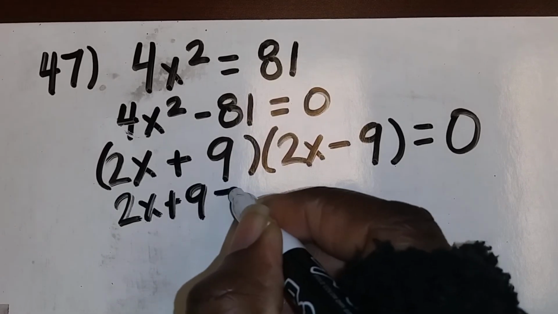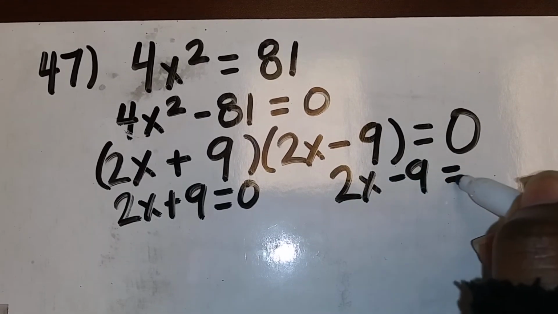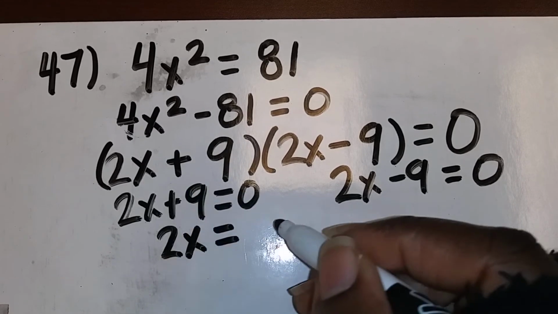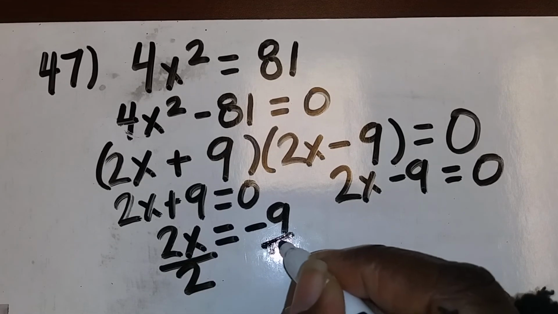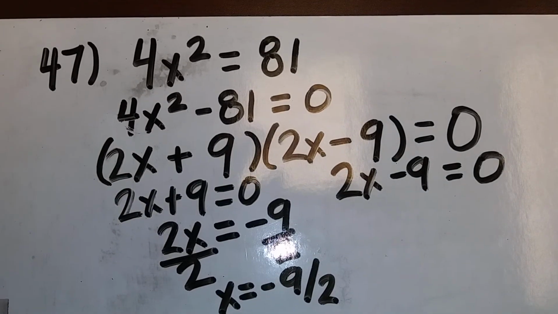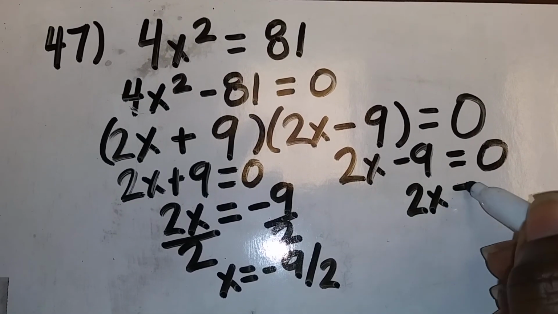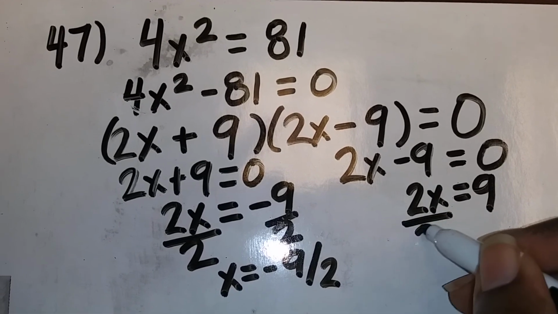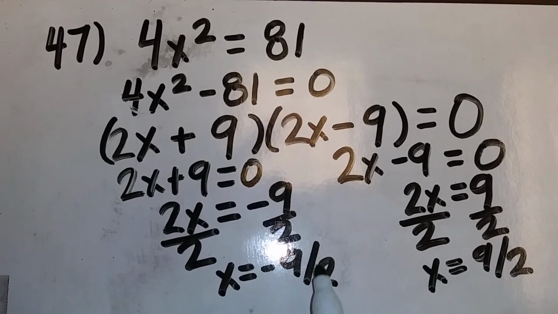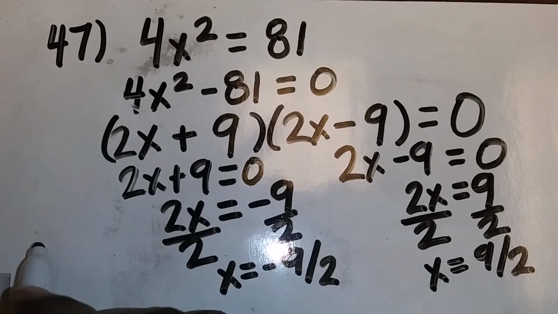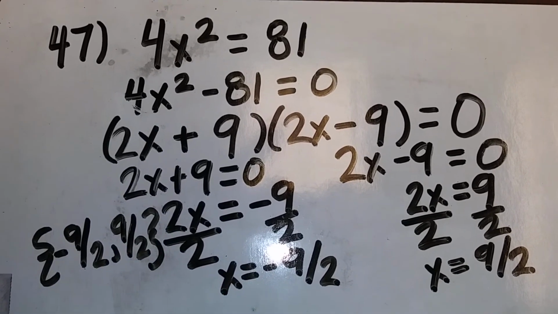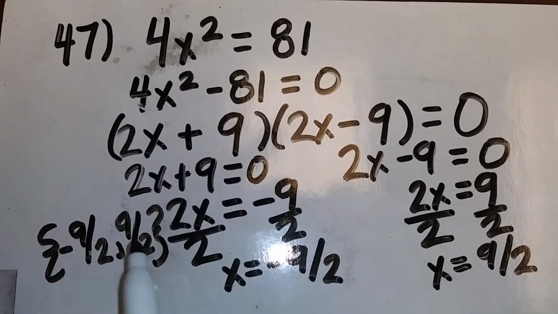2x plus 9 equals 0. And then 2x minus 9 equals 0. Solve for x. So we're going to say 2x equal, I want to subtract 9. And then divide 2. So x is negative 9 over 2. I want to add 9. So 2x equals add 9. Divide both sides by 2. 2's cancel to 1. So x is 9 over 2. So my two solutions are negative 9 over 2 and 9 over 2. And again, you can write that in your solution set. And that is my answer. Again, my degree is 2, so I have two answers for x.